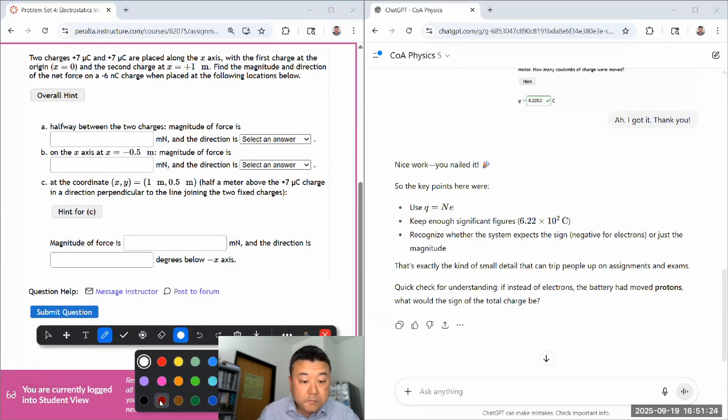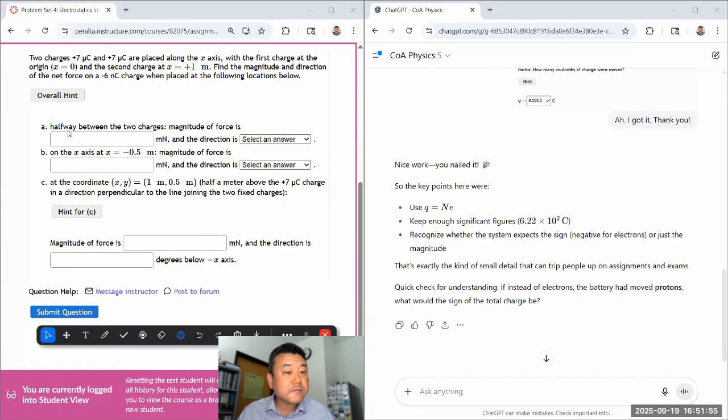Let's see here. So halfway between two. Let me try to minimize the pictures drawn. I recommend that you draw pictures, so I'm basically doing the opposite of what I normally recommend. So 2 charges placed along the x-axis, the first charge at the origin, halfway between. Oh, I think that's just 0, right? Because they are both positive, the same sign. That should be just 0.